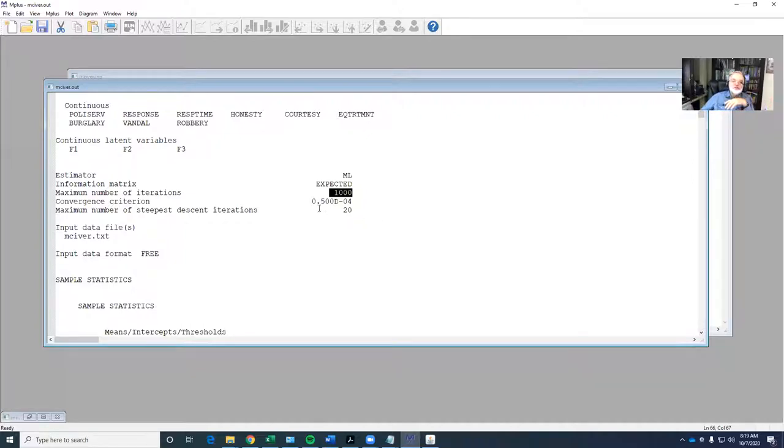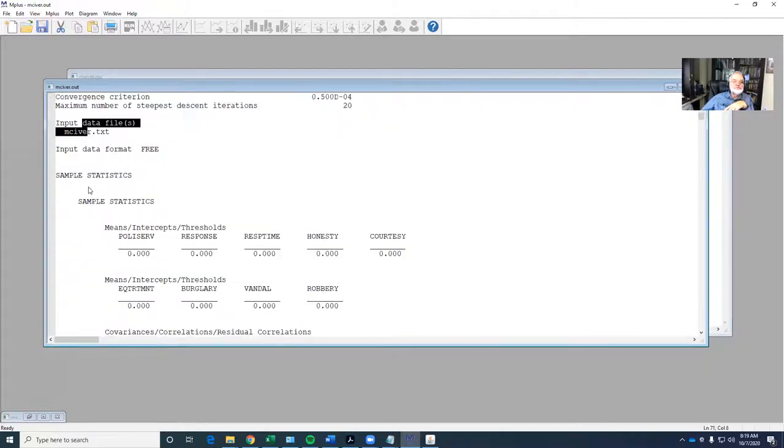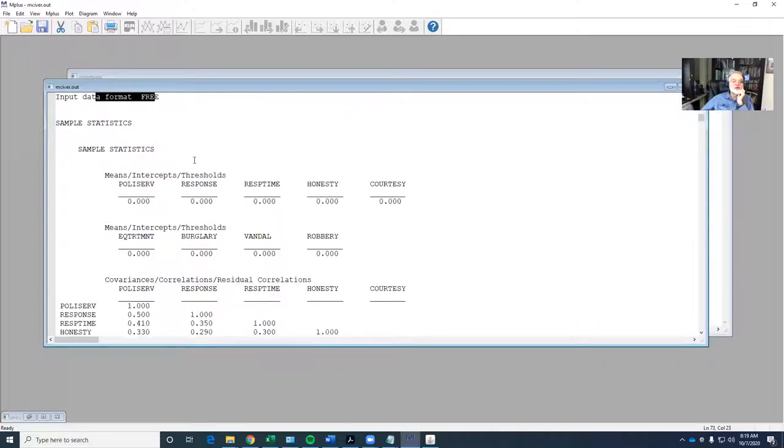Here's the convergence criterion, that is the difference between this iteration's values and the previous iteration's values. So it's three zeros and 5. Where did I go to get the data? The input format is free. If, for example, your data set had specific columns where the data are, you would write a format statement. There's guidance in the Mplus manual, which is freely available. You can download it from statmodel.com.